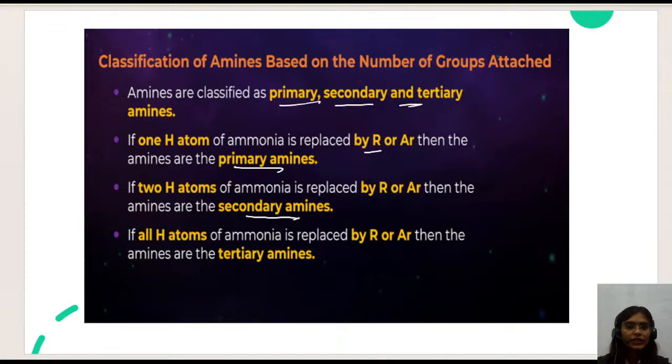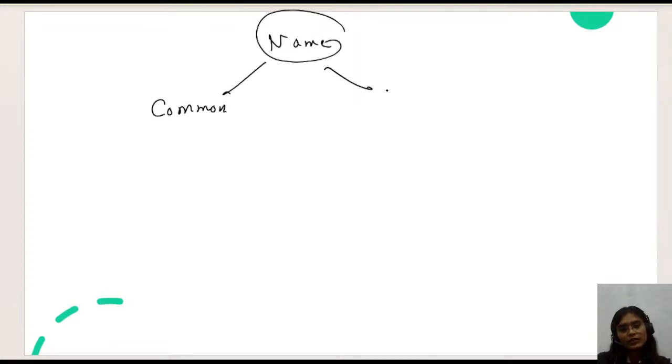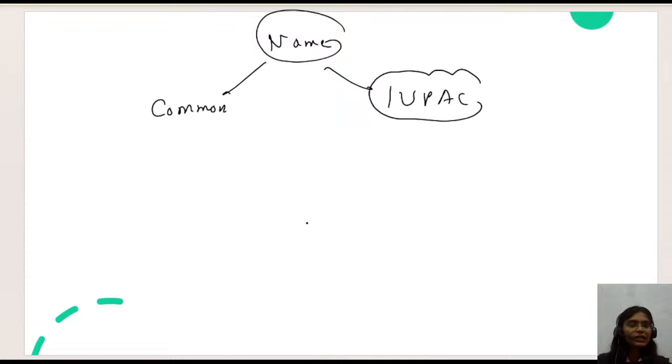Every time, our nomenclature is classified into two parts. One is the common name, simply the name, and one is the IUPAC name. IUPAC we know a little from the 11th class, but the common name is new for you. So let's see how the naming works and discuss the naming portion.